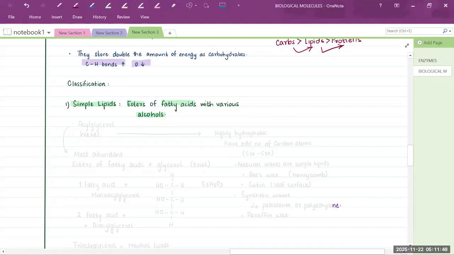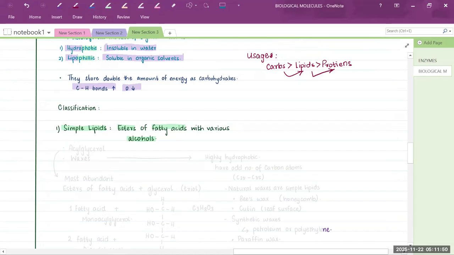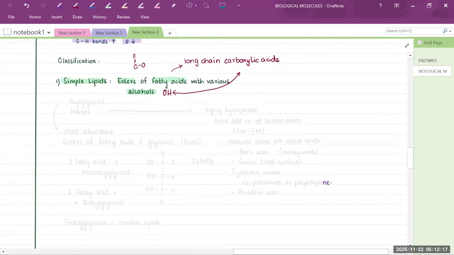So simple lipids are esters of fatty acids with various alcohols. Esters, we all know, have this function with COO. What are fatty acids? Basically long chain carboxylic acids, which can be saturated or unsaturated. Long chain carboxylic acids combine with various alcohols that have an OH function, and we'll get a simple lipid.